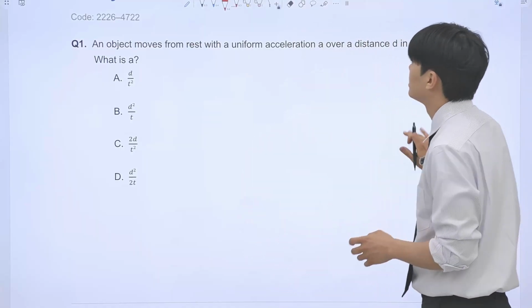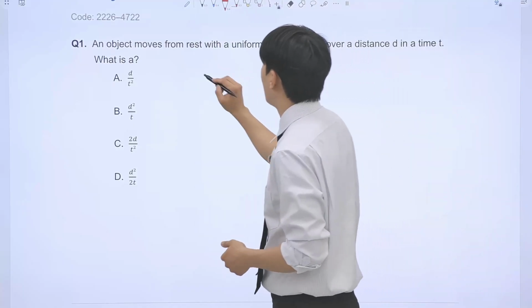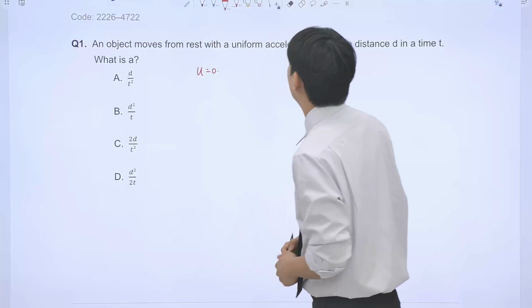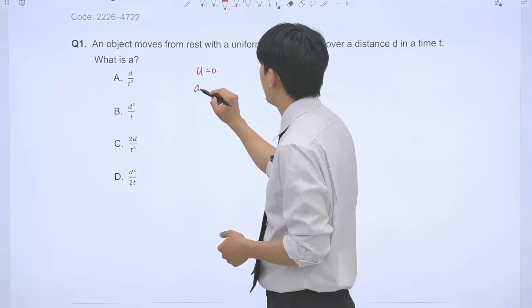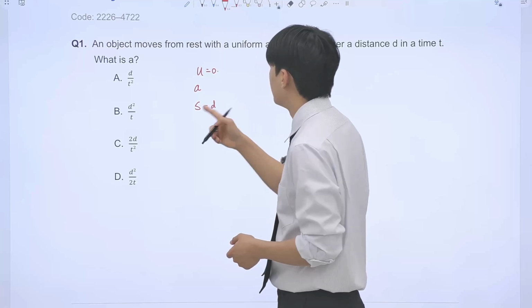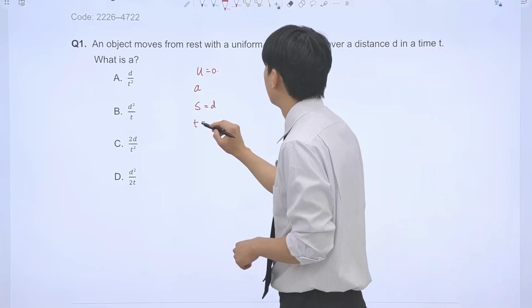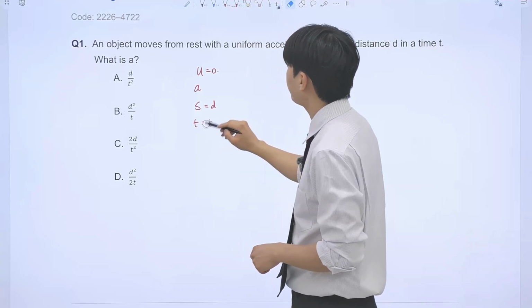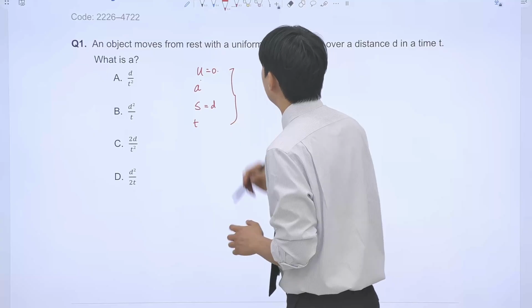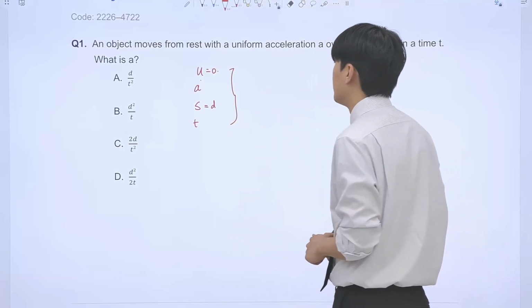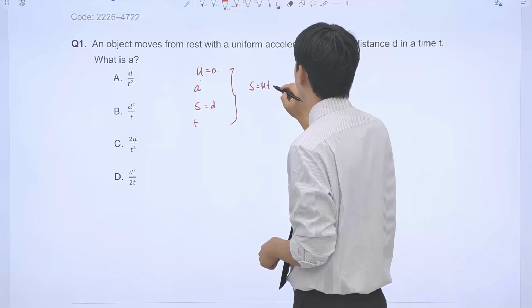Firstly, we have an object that moves from rest. That means our initial speed equals 0, with uniform acceleration a over a distance d. So a is just a, and s, which we normally say, goes to d, and the time is t. From this, we want to know what a is, so we need to use the SUVAT equations or kinematic equations. I should use s equals ut plus half at squared.